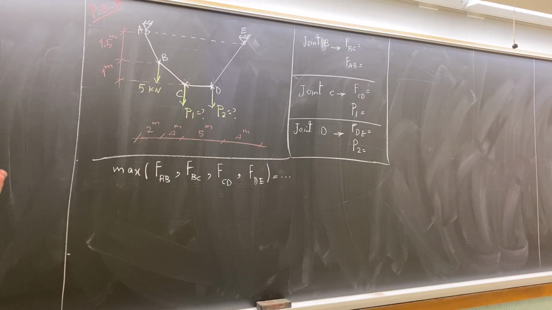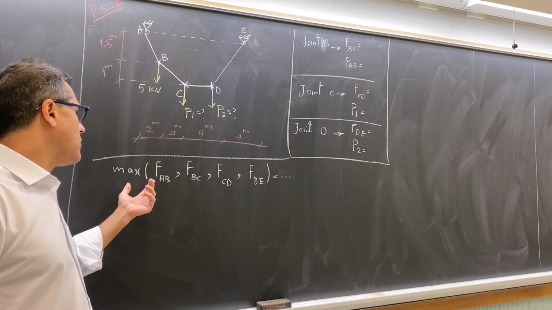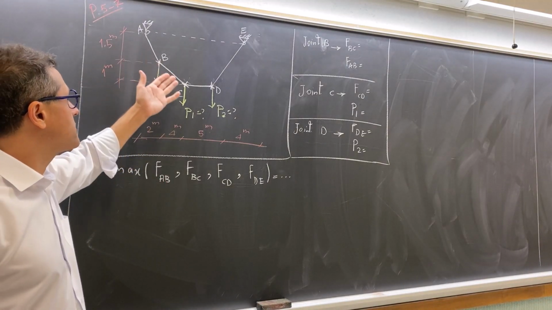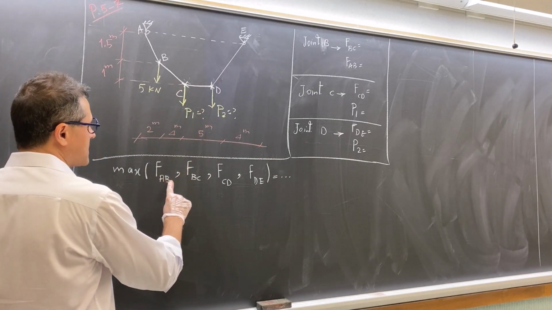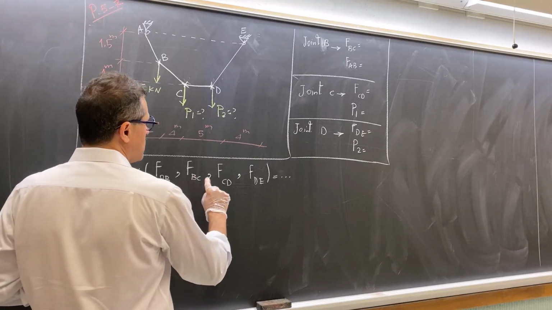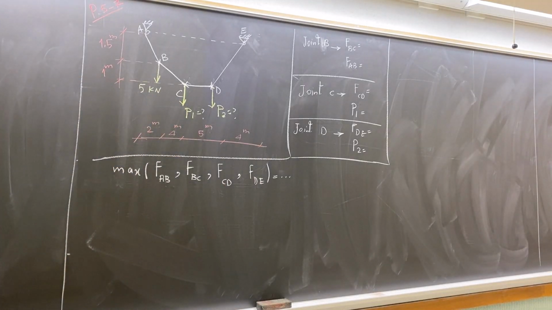Again, the second part of the question asks what is the maximum tensile force in different segments of this cable, and the answer is, okay, we find the maximum among FAB, FBC, FCD, and FDE after you find them. That's it.